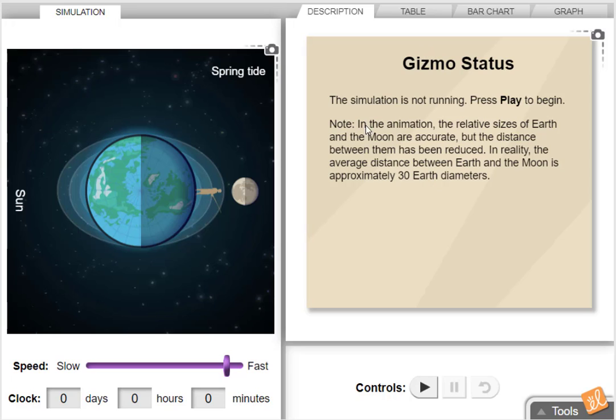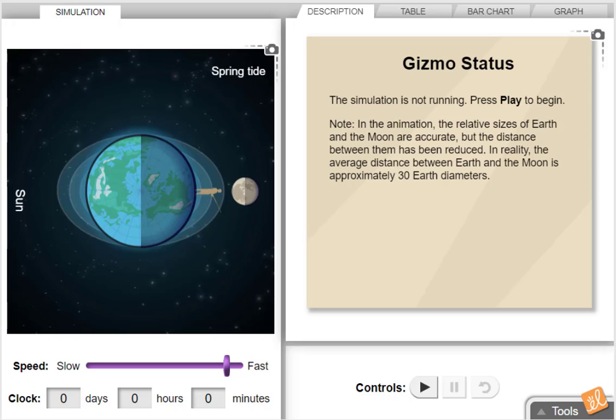We're going to take a tour of this tides gizmo. You've got a couple of different panels here. On the left, you'll see the simulation that's got the Earth. It shows the tides. It shows the name of the tide if there's a special tide happening, and it shows the position of the moon, and it shows us where a fisherman is standing.